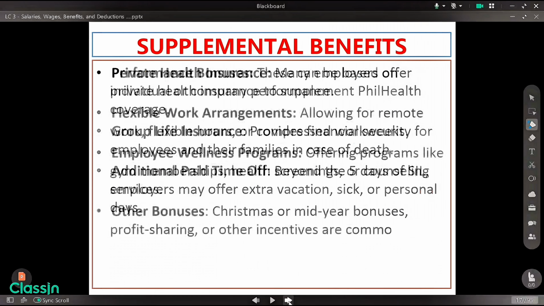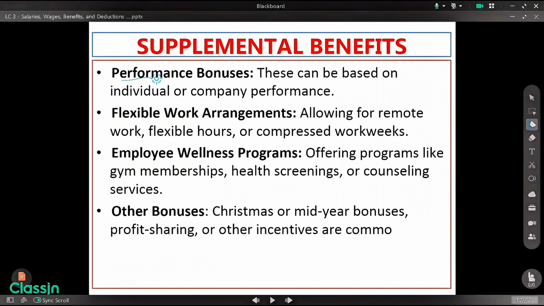Those are the supplemental benefits. Another one are the performance bonuses. This can be based on individual or company performance. Next one is flexible work arrangements, allowing for remote work, flexible hours, or compressed work weeks, just like work from home. Next, employee wellness programs, offering programs like gym memberships, health screenings, or counseling services. And of course, other bonuses like Christmas or mid-year bonuses, profit sharing, or other incentives that are common. Again, it depends on your employer. But for the mandated ones, it is required by the law.